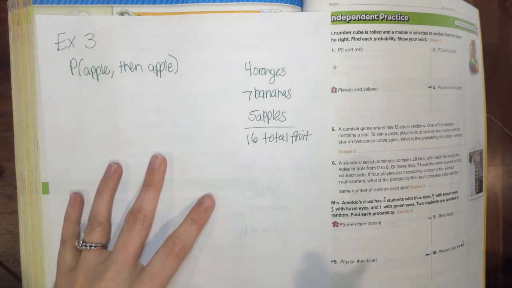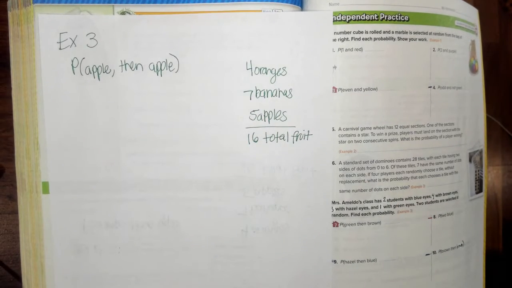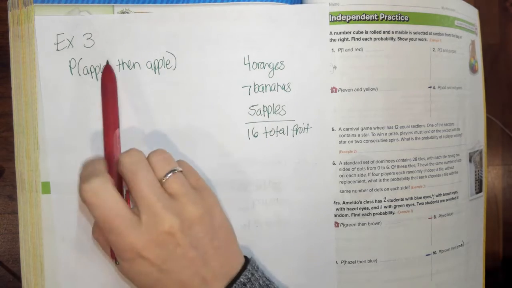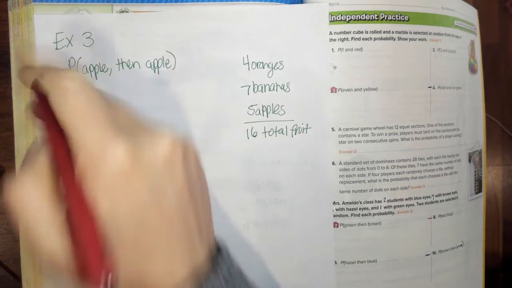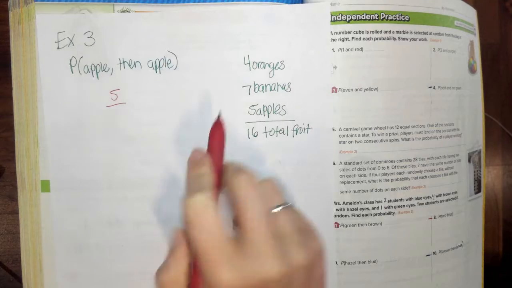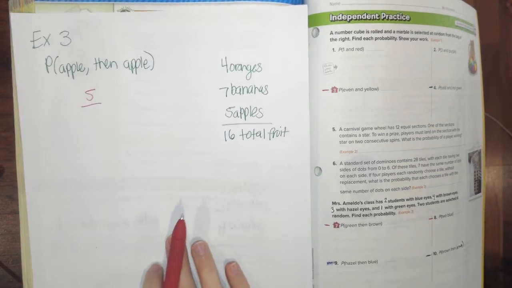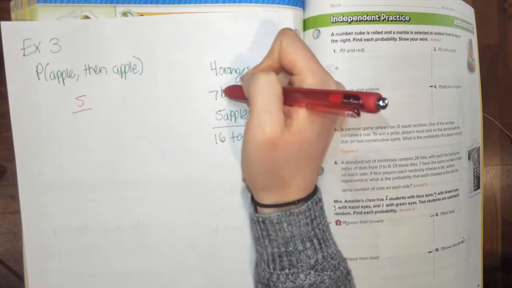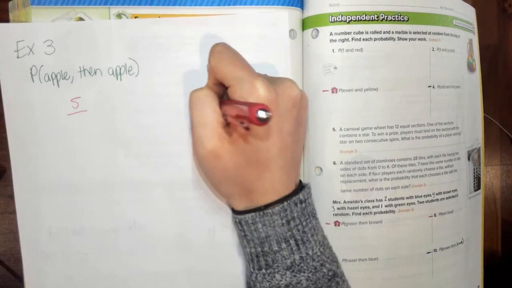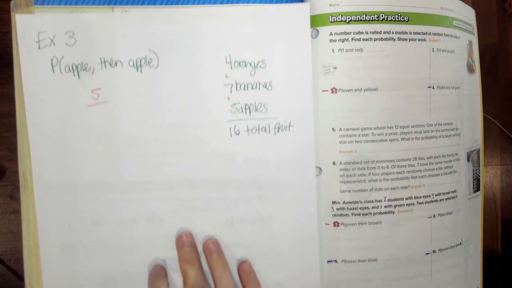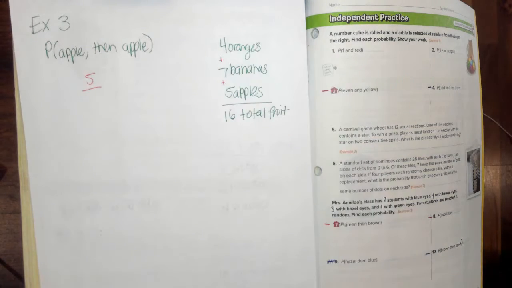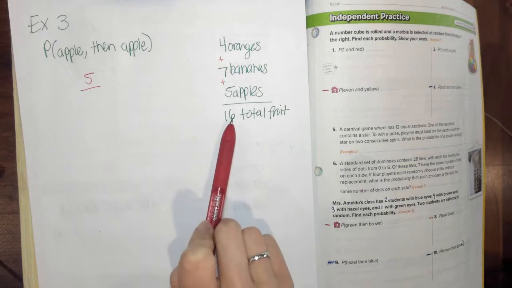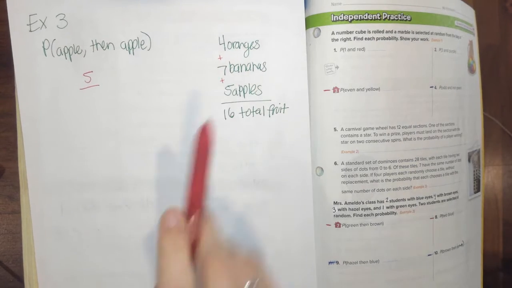So I have this on a separate page to kind of explain it to you. So we want the probability of getting an apple and then getting another apple. Okay, so we do each event individually. What's the probability of getting an apple? Well, they told us there are 5 apples, and I went ahead and added them up. There's 4 oranges, 7 bananas, 5 apples. And when you add that up, that's 16 total pieces of fruit. So I know that when they reach in and randomly try to pull out a piece of fruit, there's 16 total options, and of those 5 are apples.